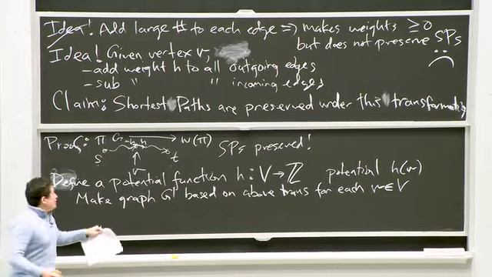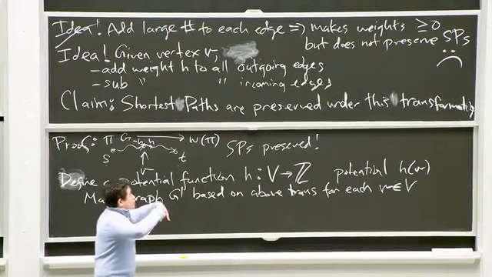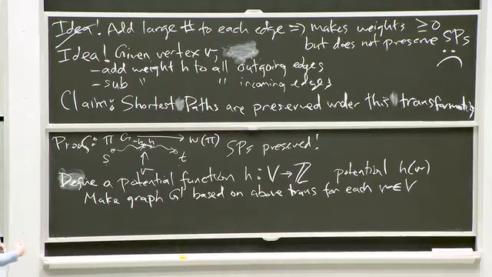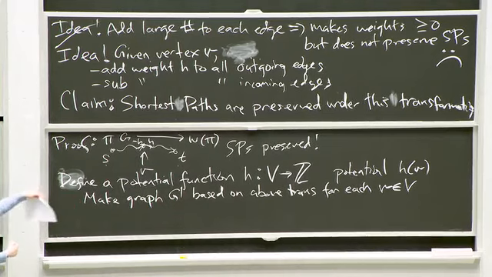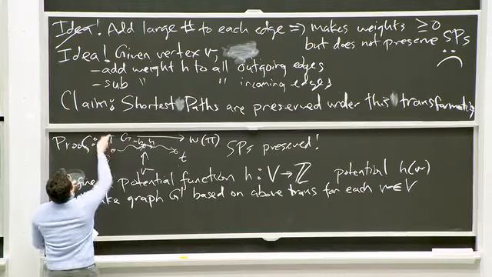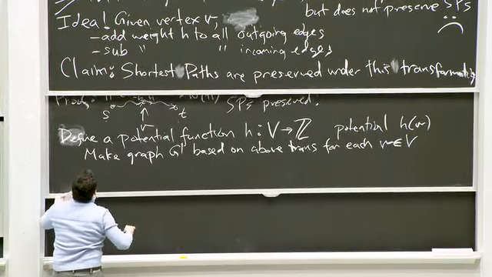These are independent now. And I'm going to add that potential to all outgoing edges, and I'm going to subtract that potential from all incoming edges. This transformation is going to preserve shortest paths. Let's actually be a little bit more rigorous that that's the case when we do this multiple times, okay?